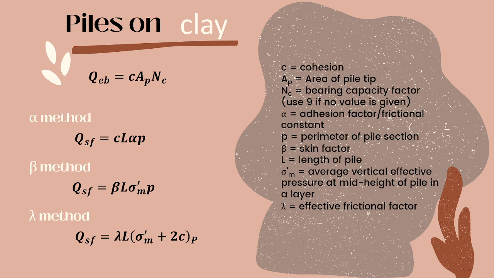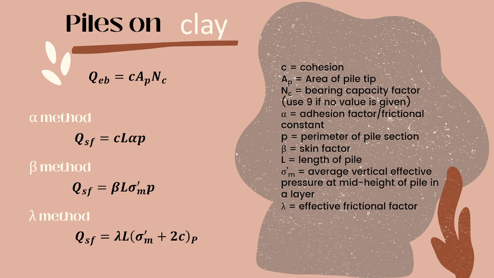So, sa alpha method, madali lang siyang tandaan. CLAP yung formula. C for cohesion, L for pile length, alpha is your adhesion factor or frictional constant, and P is the perimeter of the pile section. Then, sa beta method naman, you have to multiply the skin factor beta times the length of pile times sigma prime M, which is the average vertical effective stress at mid-height of the layer. And then, P again is the perimeter of the pile section.